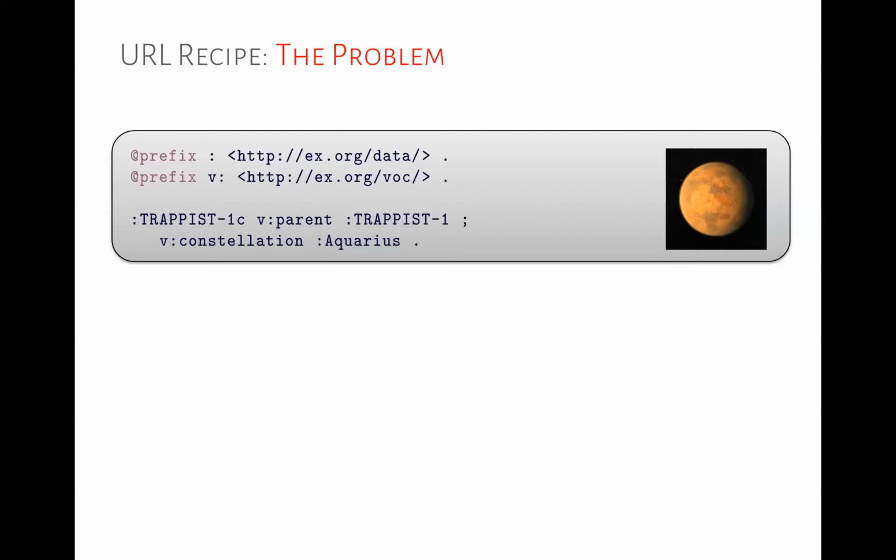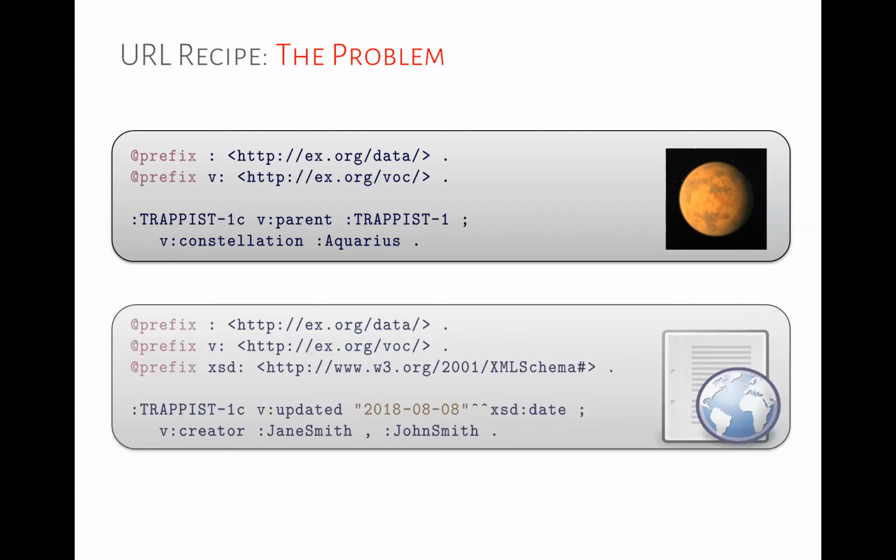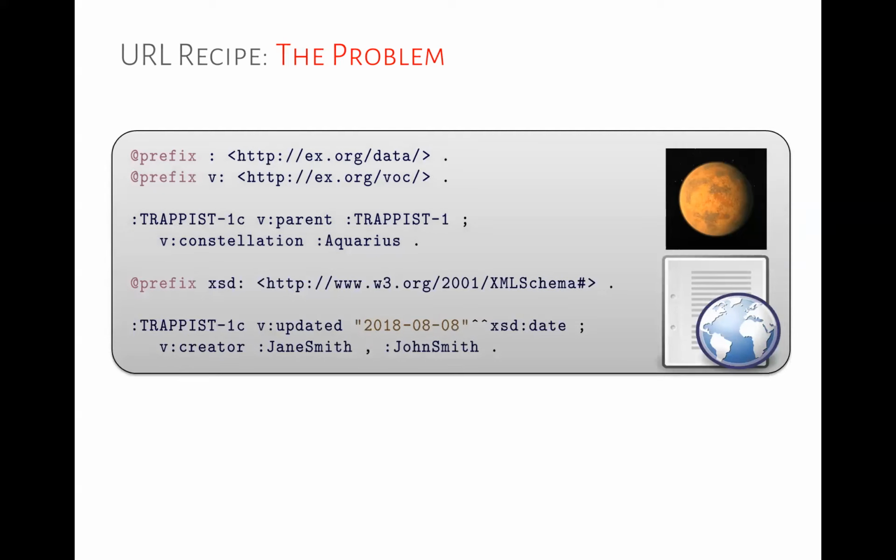So what is the problem with this? Well, in this case, we have some RDF data here that clearly describes the planet, saying its parent is this TRAPPIST-1 star and it's in the constellation Aquarius. That's all fine. And then we take another RDF document here and we say that this document, TRAPPIST-1C, now we're describing the document itself, was last updated in 2018 and its creator was Jane Smith and John Smith. Now, if we take the merge of this data, the union of this data, what do we end up with? We end up with TRAPPIST-1C, parent TRAPPIST-1, constellation Aquarius, and TRAPPIST-1C, the planet/document, was updated in 2018.